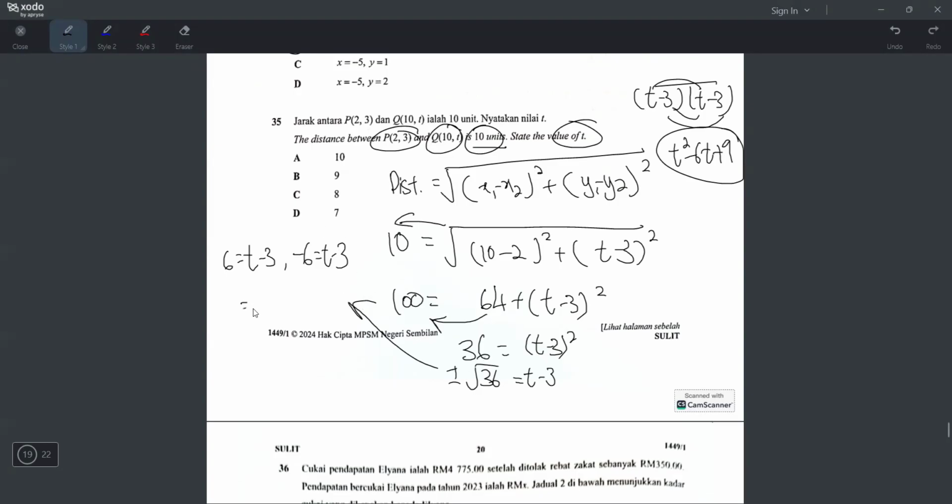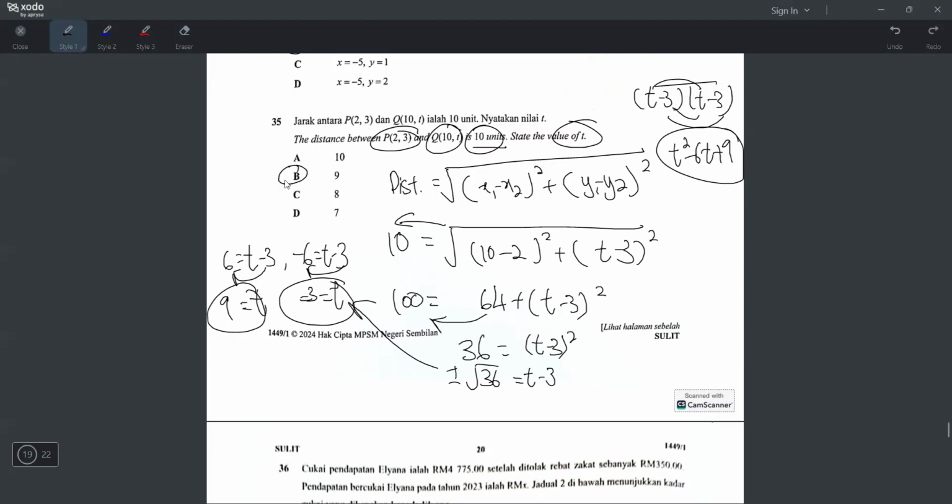Oh, got two answer. So now your t will be 6 plus 3, which is 9. And then your t here will be -6 plus 3, which is -3. So t got two answer, 9 and -3. But if you look at A, B, C, D, one of the answer is there already, 9, right? So B is your answer.